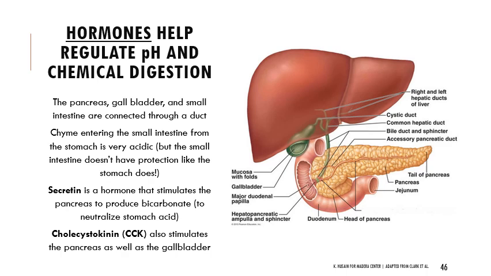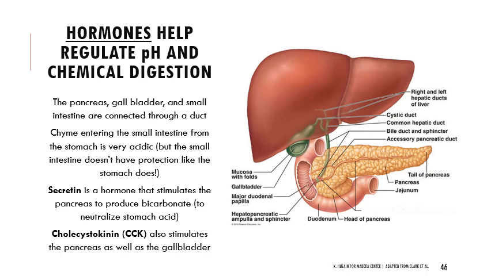Other hormones that help regulate digestion are involved in the regulation of pH and chemical digestion in the small intestine. The pancreas, the gallbladder, and the small intestine are all connected to one another through a series of ducts. There's the hepatopancreatic duct, the common hepatic duct, the bile duct. Those connect the liver and the gallbladder and the pancreas to the small intestine.